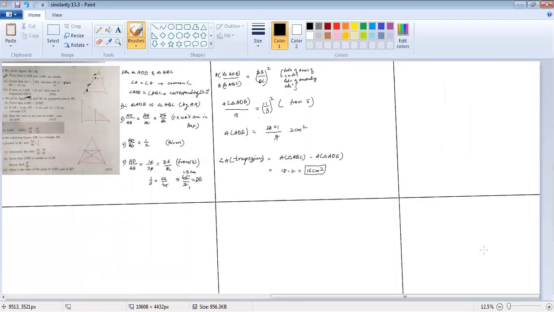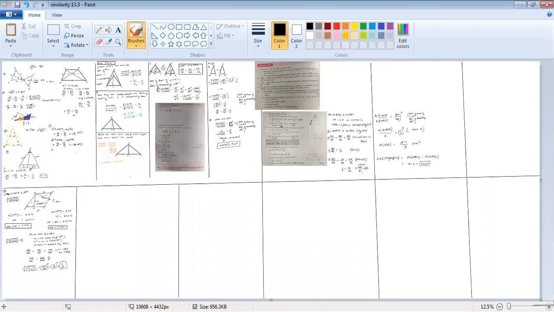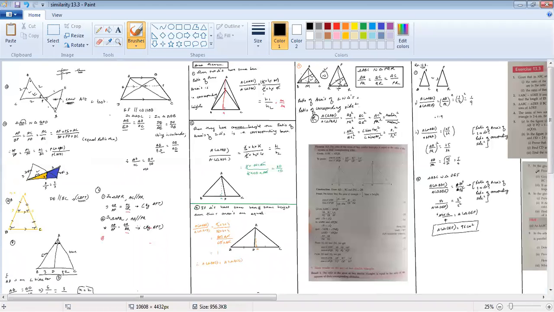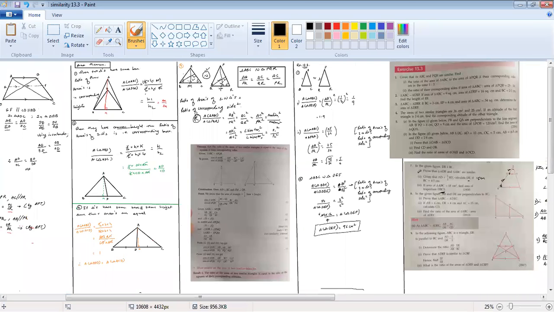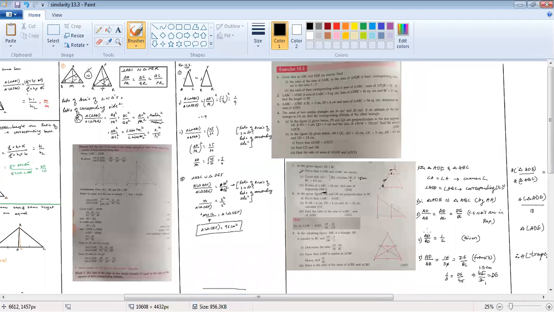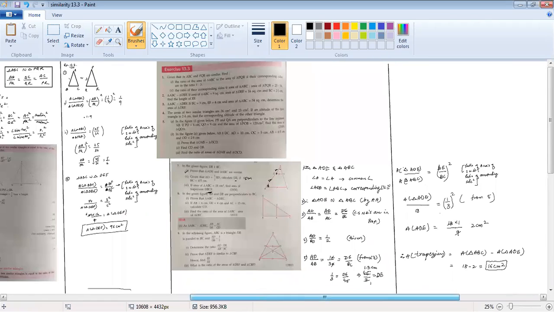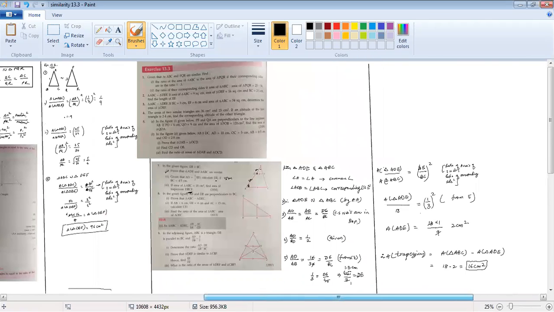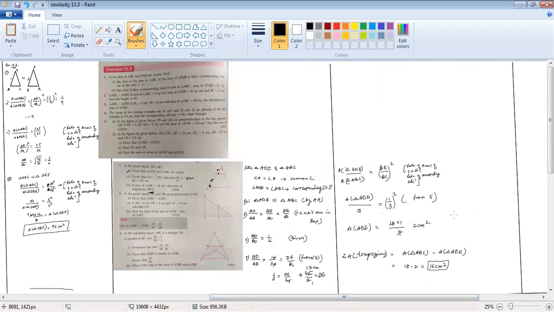Okay, chalo, we'll move to the next sum. Okay, 1 second, I'll just zoom it a little bit so that you can copy it. Okay guys, please copy this particular portion. You have to copy this.